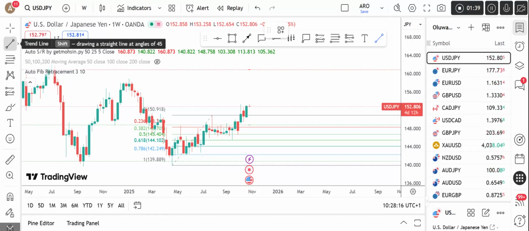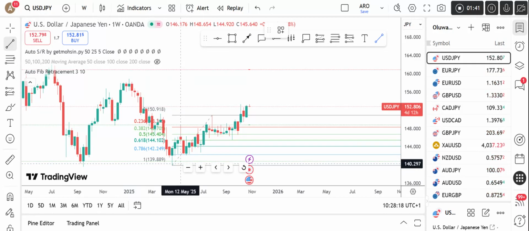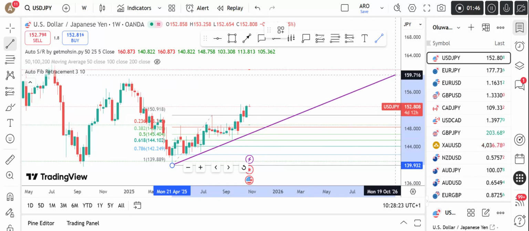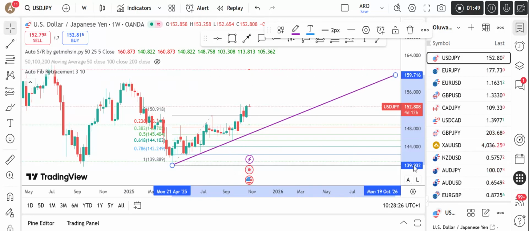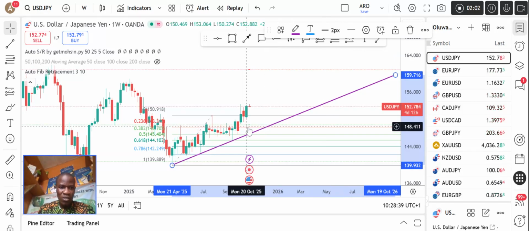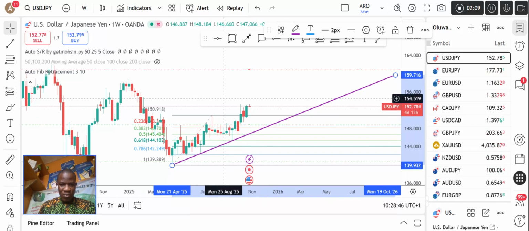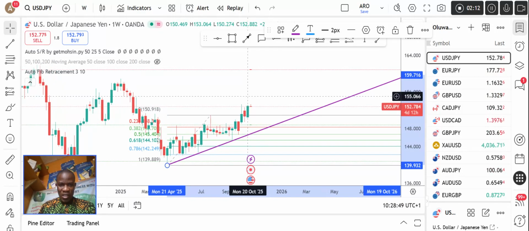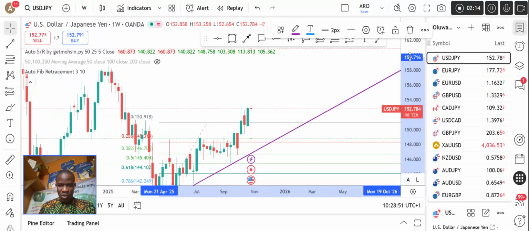From the weekly time frame, let's see the trend. The trend is currently an uptrend. As you can see from my analysis here, the trend is an uptrend. So it shows that the buyers are still in control of this trade. Now let's identify the area of strength and weakness of last week.